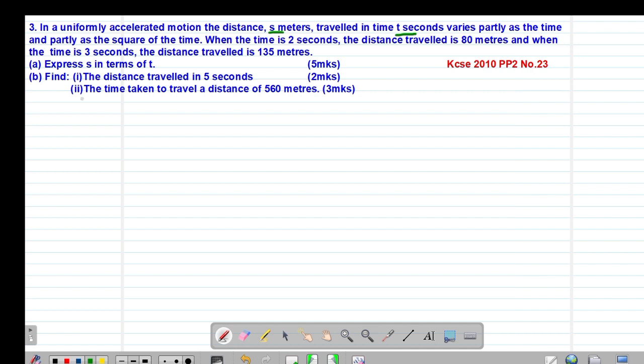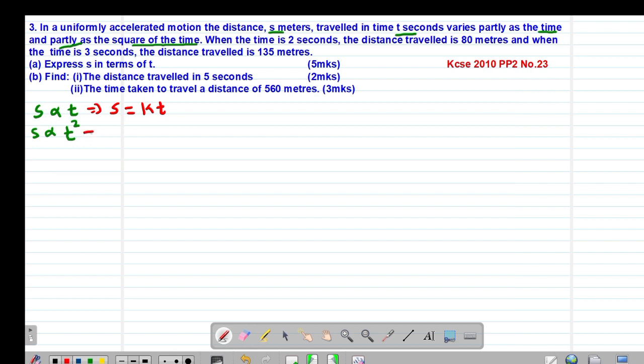of the time. So we have the distance s, which partly varies as the time. Of course, time is represented by t, and the same distance also varies partly as the square of time. So this simply means that s will be equal to kt, where k is the constant of this particular partial variation.